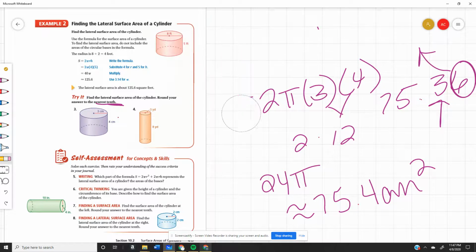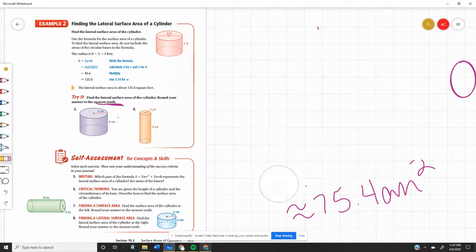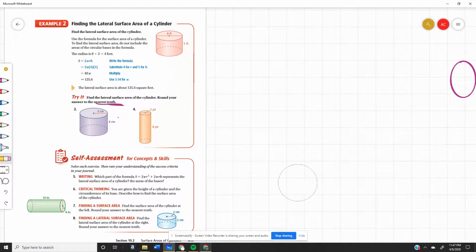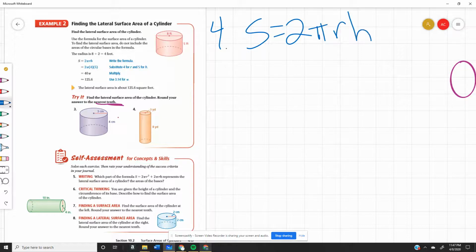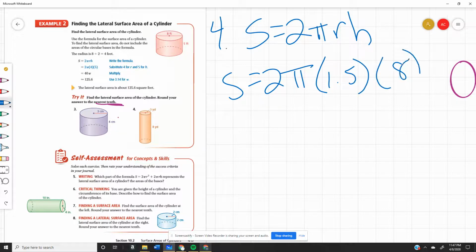Now let's do number 4. I'm just going to leave that circle there, guys, because it's just easier. So let's look at number 4, and I feel like using blue for number 4. Surface area is equal to 2 pi RH. Surface area is equal to 2 pi. Now here's where it gets tricky. They're showing me that the diameter is 3. So I know my radius is half of my diameter, so that means my radius this time is 1.5. Okay? So here's how I like to do these.